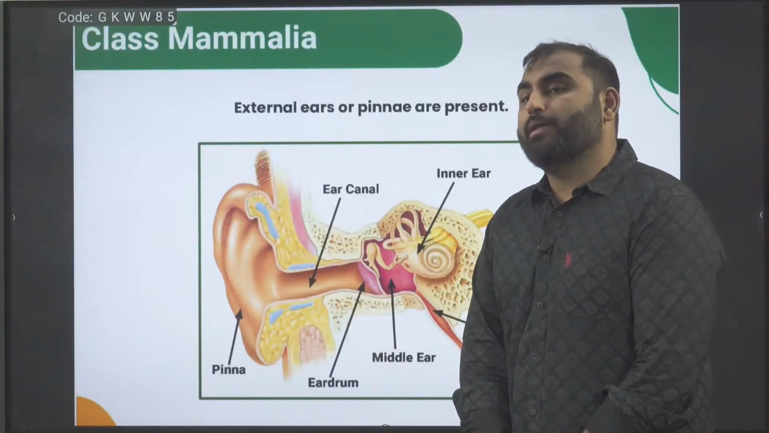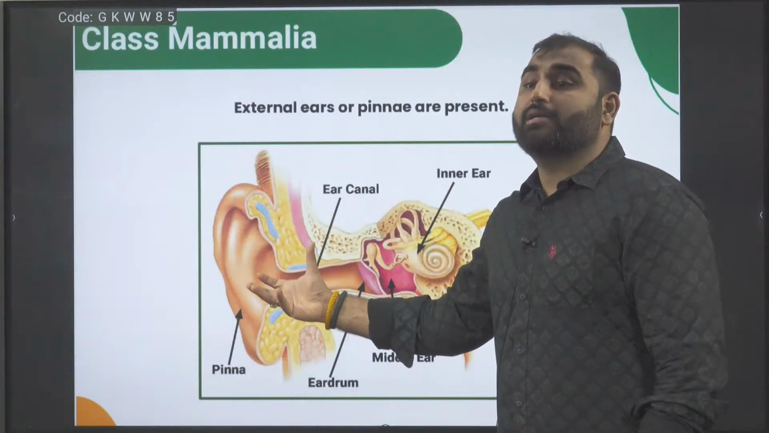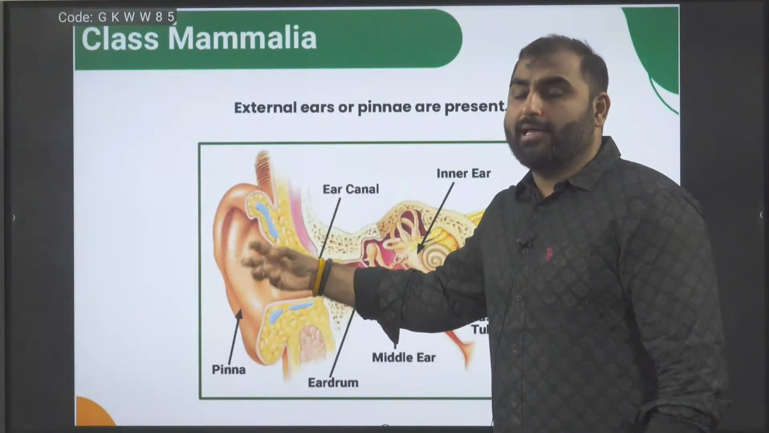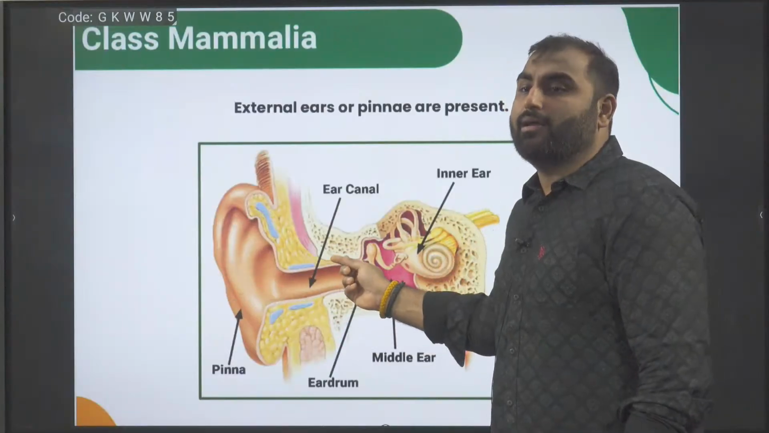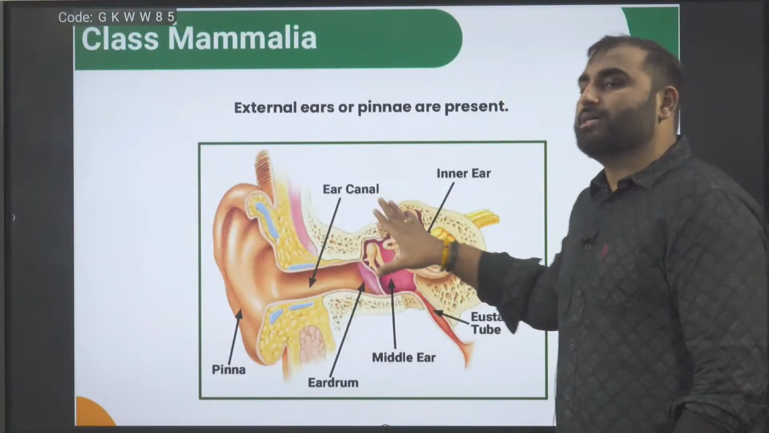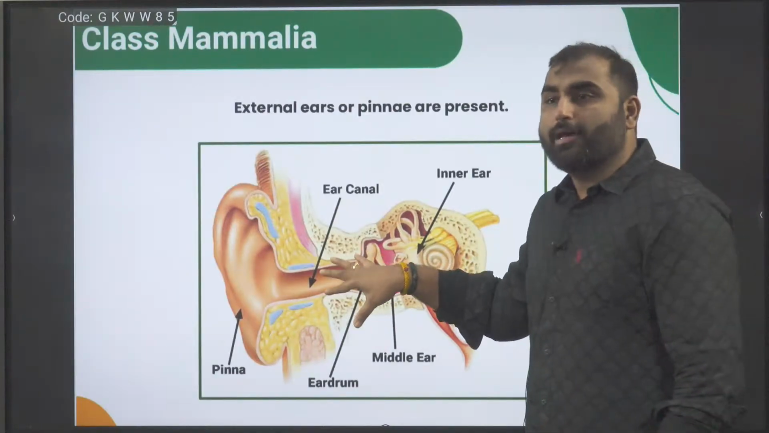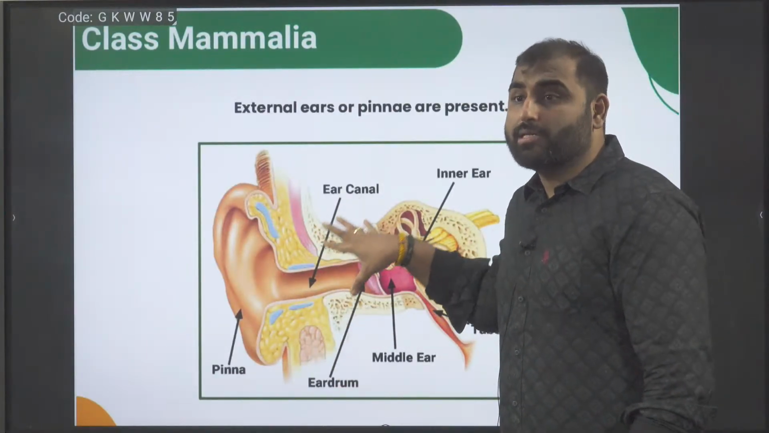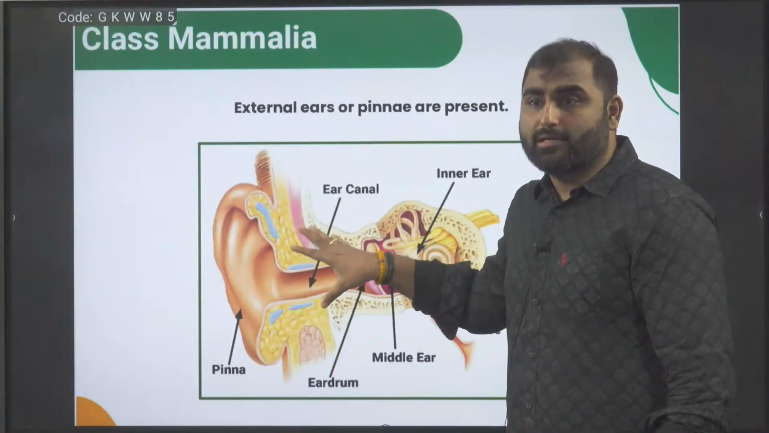External ears or pinnae are very well developed in mammals, and they are the unique characteristics which help to collect the sound waves and guide them in the auditory canal, which goes and hits the tympanic membrane, which is connected to the ear ossicles. Okay, and we have three ear ossicles. How many ear ossicles? Three ear ossicles are there. This is also one more unique characteristic of mammals.